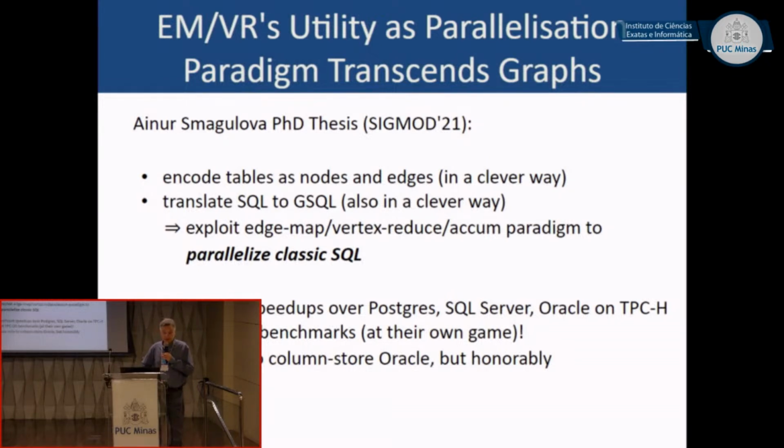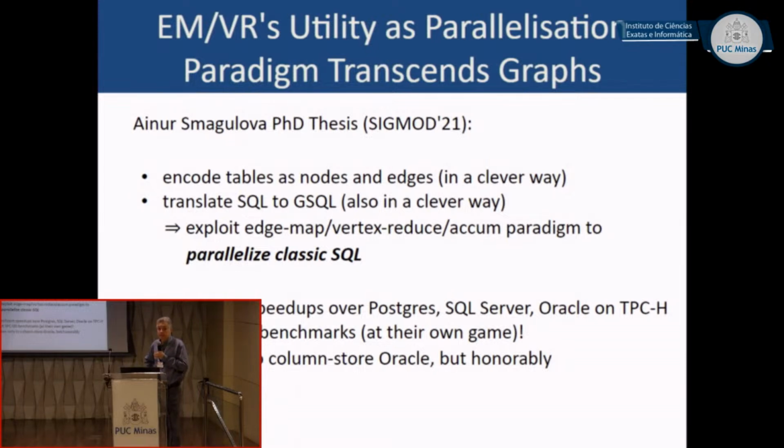I had a PhD student, her name was Ainul Smagulova. She graduated in 2021, and she published a SIGMOD paper then, in which she found a clever way to encode tables, so the rows in tables, as nodes and edges. One in which the values in the active domain appear as a certain type of node, and the tuples themselves appear as another kind of node, and you connect them by edges. If this value appears in that tuple, then you draw an edge between the vertex modeling the value and the vertex modeling the tuple.